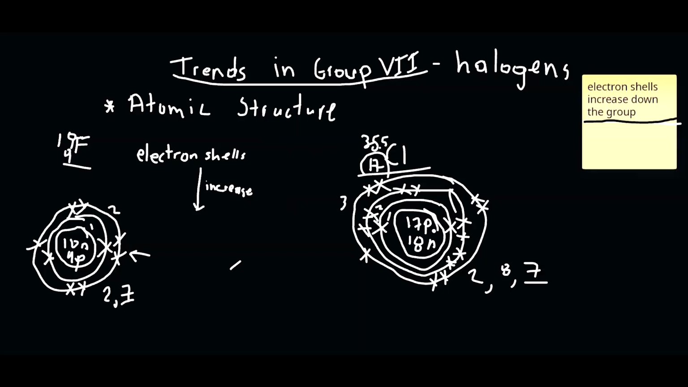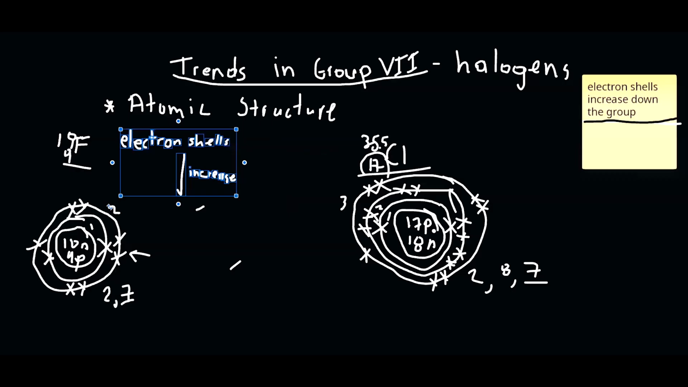Increase. Why do you think it increases? Can you explain it now based on the structure? Remember that we drew the diagram already. It's because of the new electron shells. Yes, that would be accurate.